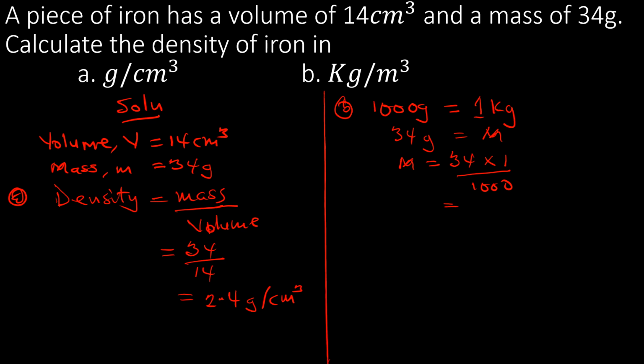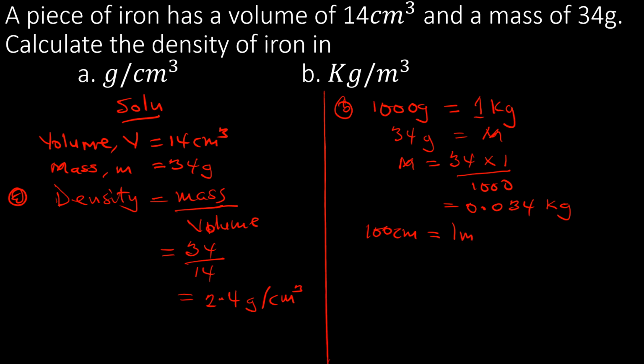So 34 times 1 over 1000 will give us 0.034 kilograms. Don't forget to write the unit. Okay, let's convert the volume. We already know that 100 centimeters is equal to 1 meter.